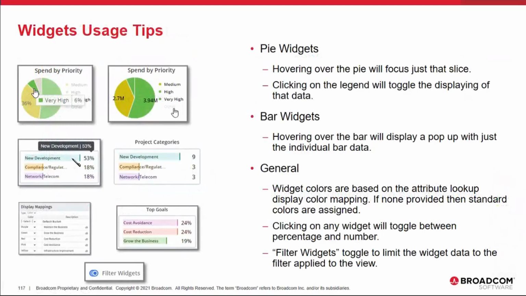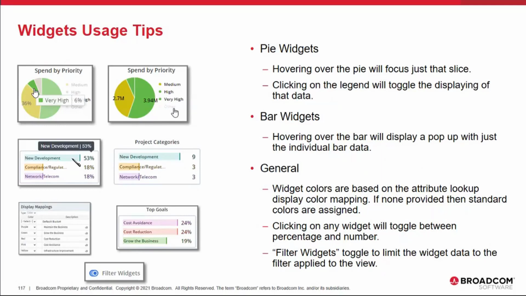Some usage tips for the widgets. For a pie widget, when you hover over a slice of the pie, then more details for that pie will be displayed in a pop-up. Clicking on the legend will toggle displaying that data on or off. So if you do not want to see certain data types, you can just toggle it on and off by clicking on it in the legend.